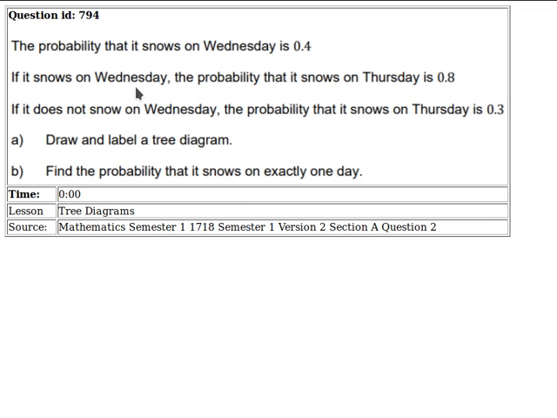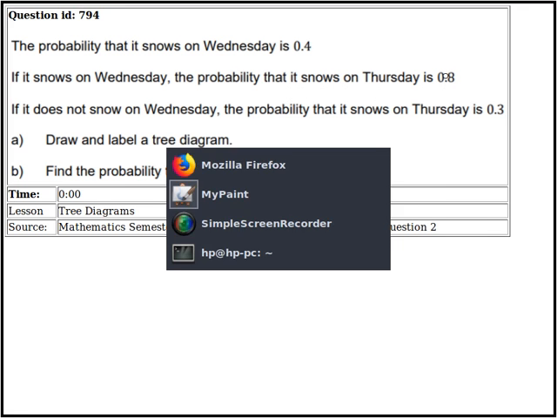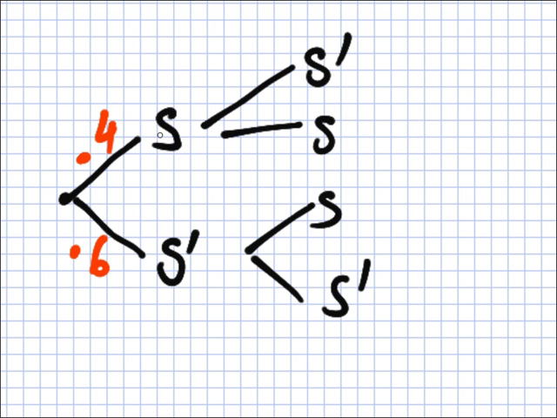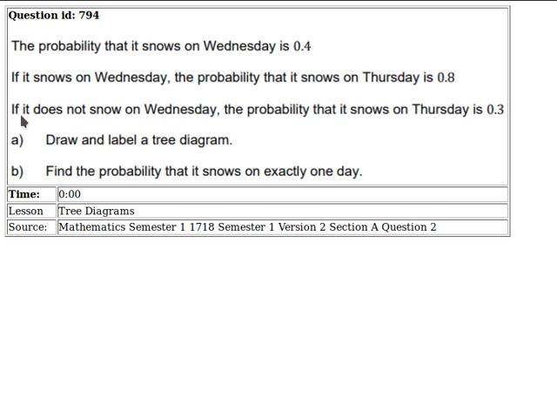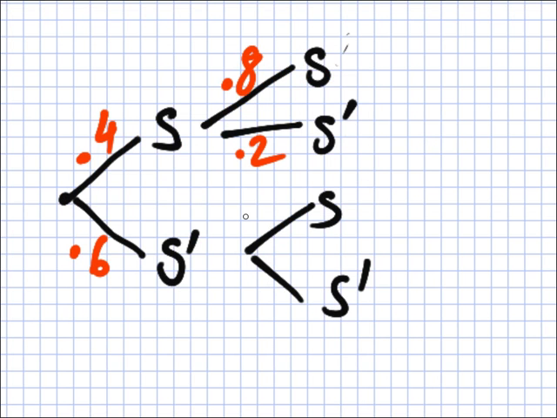If it snows on Wednesday, the probability that it snows on Thursday is 0.8. So if it snows, you're here, then 0.8 and 0.2. If it does not snow, then it'll be 0.3 and 0.7.